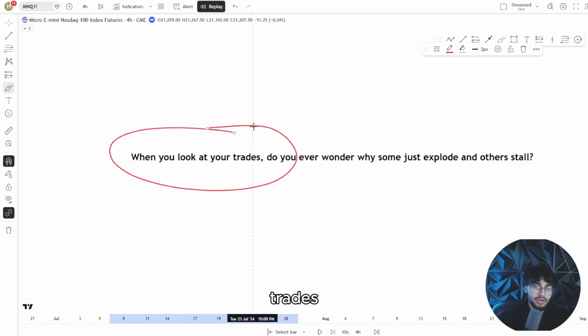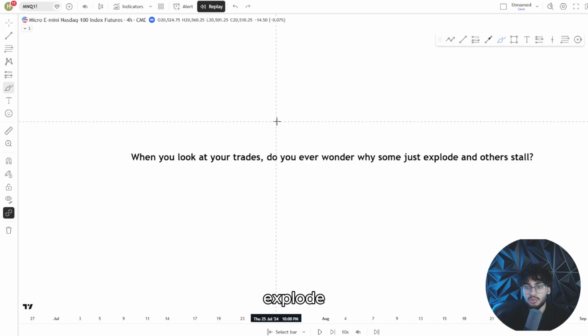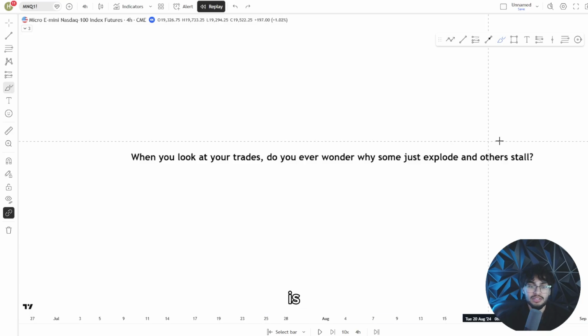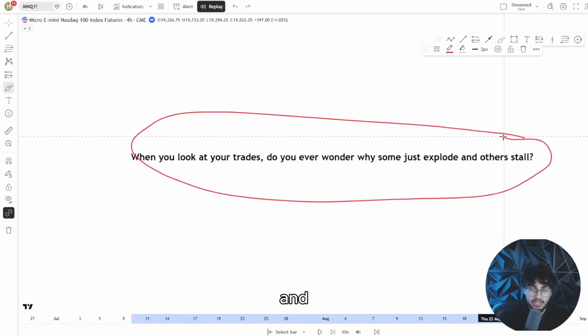Let me ask you a question real quick. Whenever you look at your trades, do you ever wonder why some just explode and others just stall? Well, the next concept that I'm about to teach you, which is the AMD, is going to solve all those problems and make you understand why and when to actually trade.